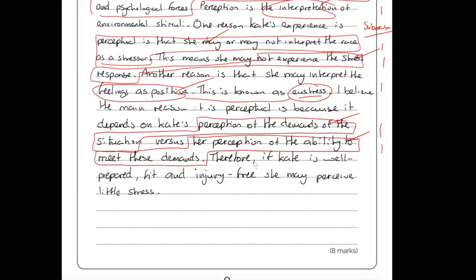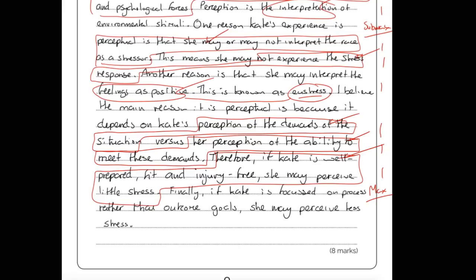Therefore, comma, I love that comma. Therefore, if Kate is well prepared, fit and injury free, there should be a comma there, she may perceive little stress. So we're basically saying if she is ready, she's not going to be as stressed. 1, 2, 3, 4, 5, 6, 7, 8. So I've got my max there, okay? But we're saying there, look, if she is fit and well prepared, she's going to perform. And I think I've got one other statement here. Finally, if Kate is focused on process rather than outcome goals, she may perceive less stress. So, of course, there would be more marks there, but I've got the 8 marks already.